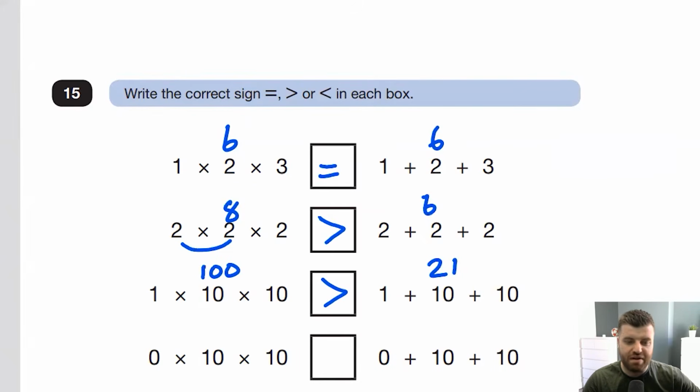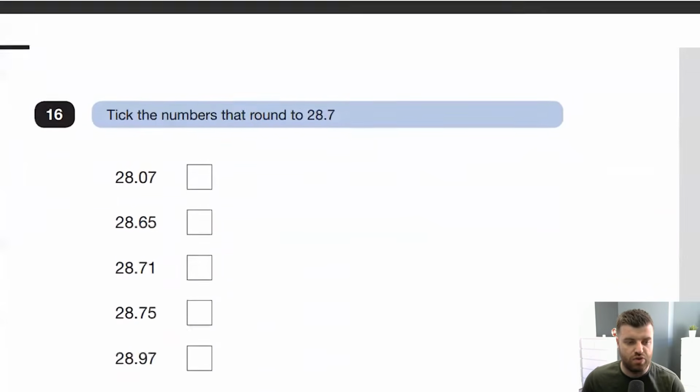And finally, 0. I know this. Anything multiplied by 0 is 0. And over here, 0 plus 10 plus 10 is 20. Now we're going to switch over, put the less than sign. 0 is less than 20. That's your answer for 2 marks. So all 4 of those get you 2 marks.